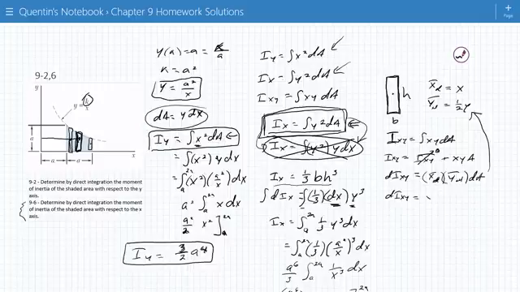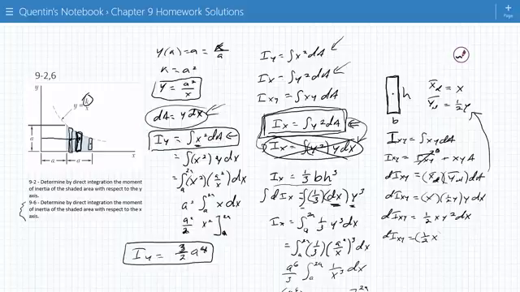dIxy is x times 1/2 y, and my dA, coming back to here, is y dx. So therefore my differential Ixy is 1/2 x y squared dx. So I know what y is. It's a squared over x. So therefore my differential Ixy is 1/2 x times a to the 4th over x squared dx, and that cancels with that.